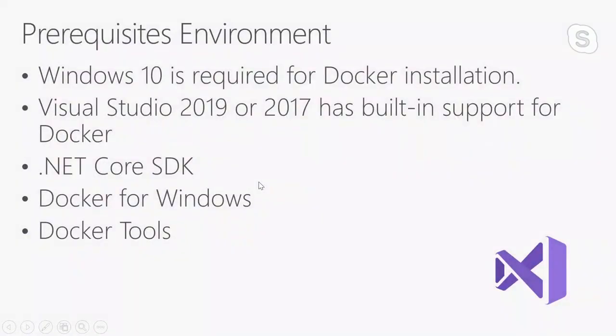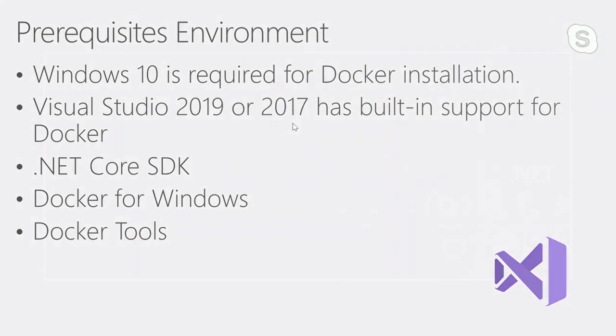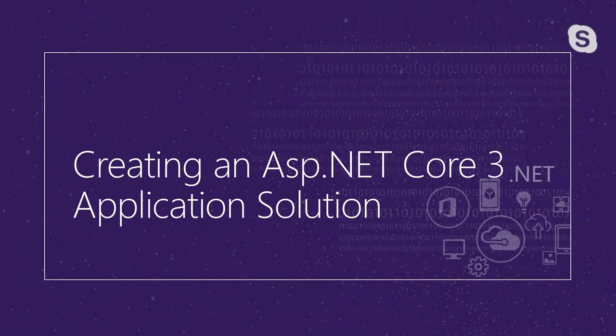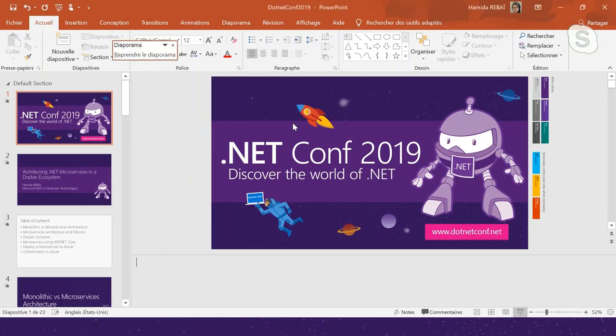To start our demo, we need to have Windows 10 Professional or Enterprise, because we can't install Docker Desktop for Windows on Windows 10 Home. We need Visual Studio 2019, but 2017 also supports Docker, Docker Desktop for Windows and Docker tools. Now we'll start creating an ASP.NET Core 3 solution. But before we get to the architecture, I will go to the demo.